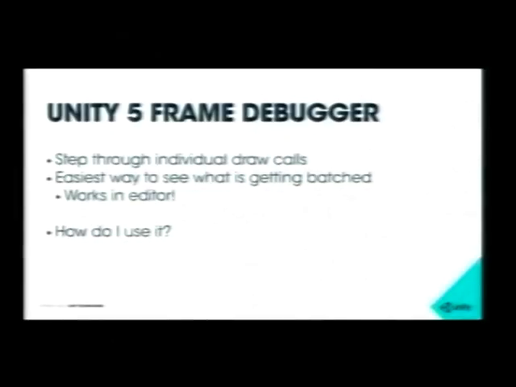Now, before we start looking at the rules associated with batching in the UI, let's take a look at the Unity 5 frame debugger. This is a new tool we introduced in Unity 5, and what it allows you to do is step through the individual draw calls that are issued to the rendering pipeline in Unity. It's the easiest way to see what gets rendered in one draw call, and it's a tool that exists within the editor. As a note, this tool isn't just for the UI system, it's for Unity in general. So anything that you render in Unity, you can look at through the frame debugger. So how do you use it? Let's have a look.